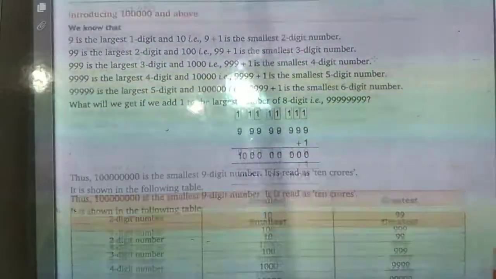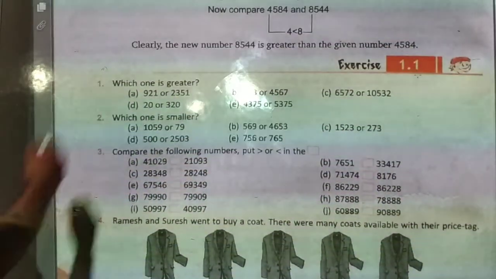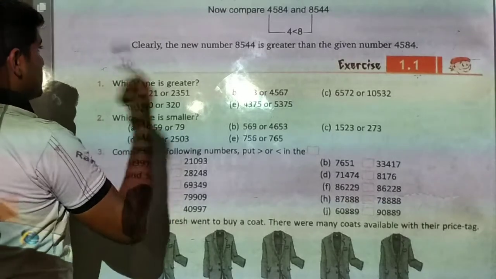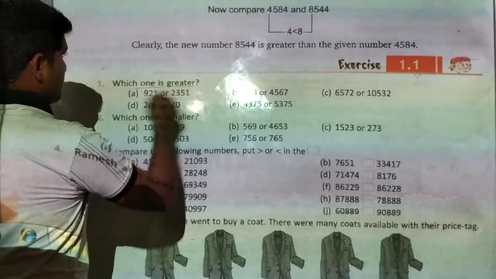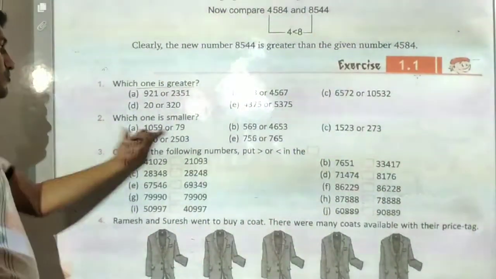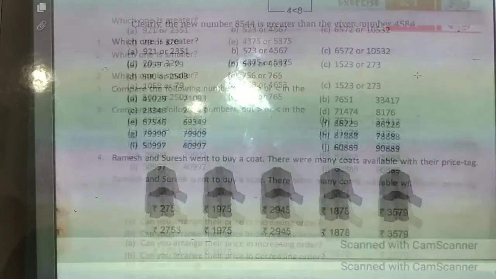In the previous lecture, we discussed exercise 1.1. So you had to do some questions, which one is greatest and which one is smaller. You can also compare these.